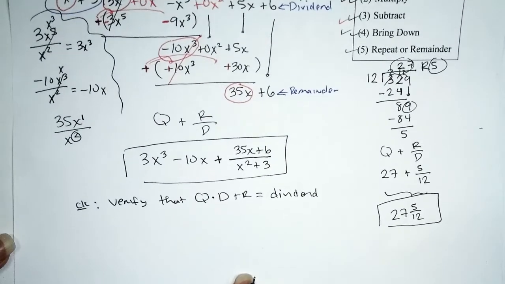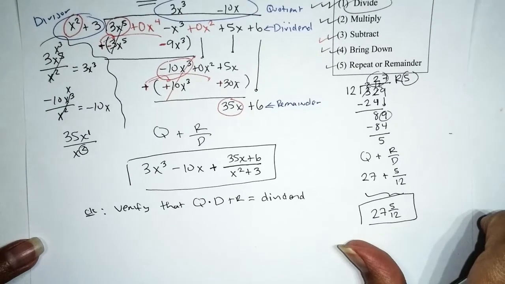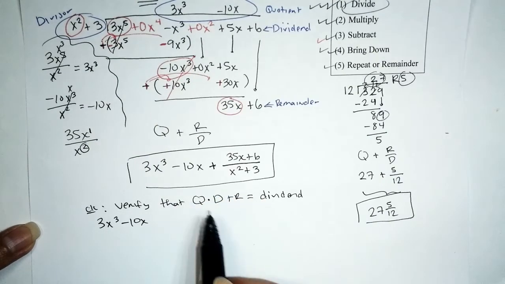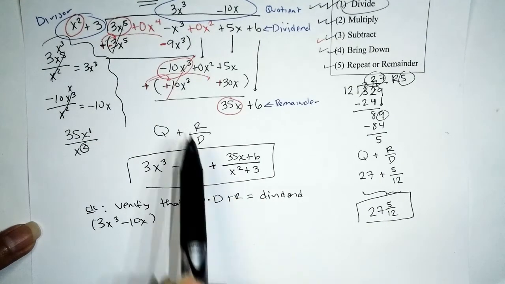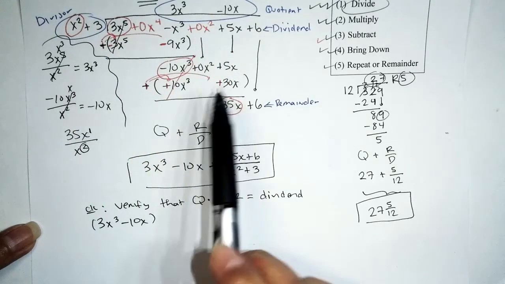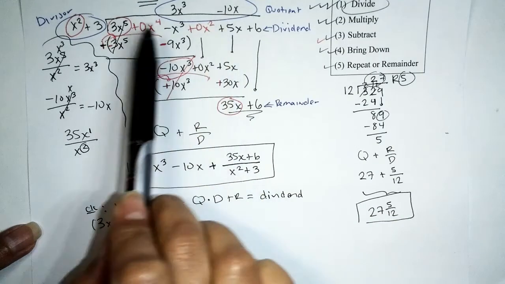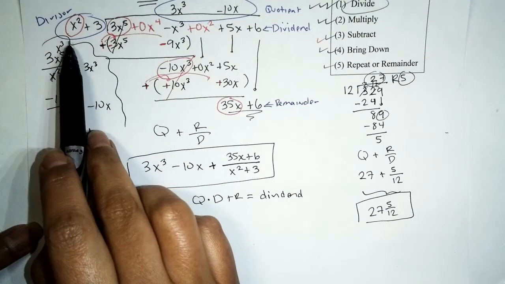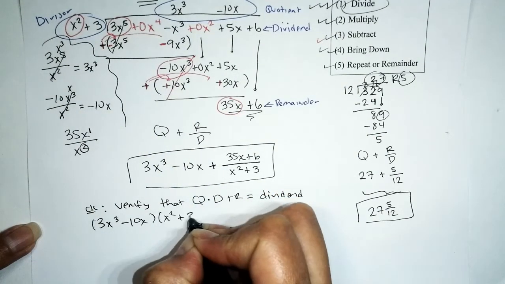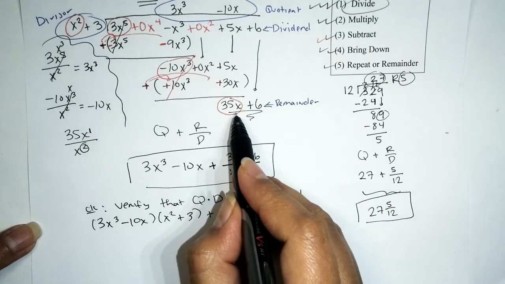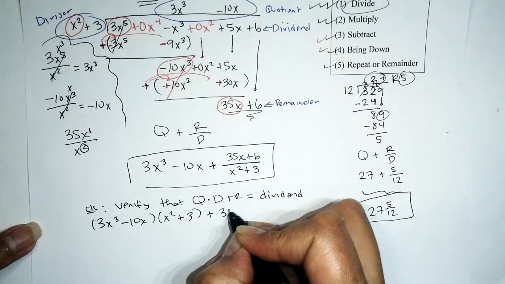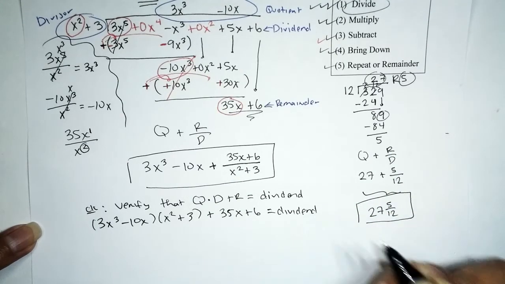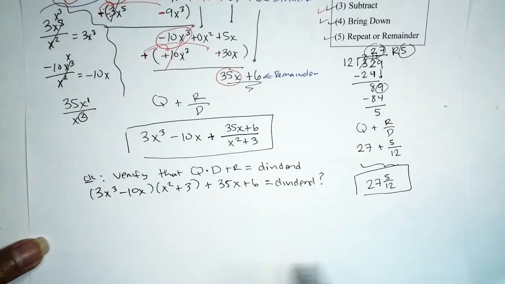Let me zoom out. The quotient is 3x cubed minus 10x. We're going to multiply it by the divisor. Quotient times divisor plus remainder should give us the dividend. So the quotient is that, the divisor is x squared plus 3, and we're going to add to it the remainder of 35x plus 6. And by some miracle that should give us the dividend. It has to, because this is our problem. I'm going to put a question mark because I'm not quite sure yet.